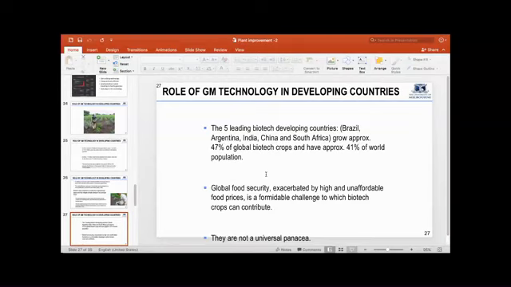What's interesting though is the five leading biotech countries are Brazil, Argentina, India, China and South Africa, which effectively grow 40% of the global crops and about 41% of the world population, which is good.